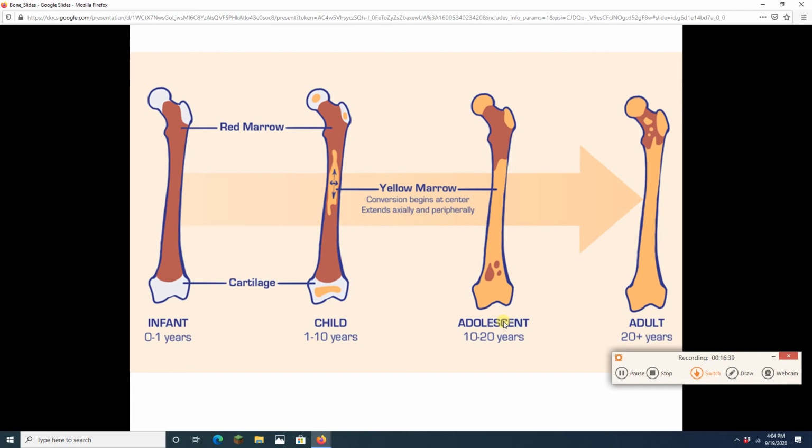One of the changes that happens is in the bone marrow. It is going through a conversion from red to yellow until by the time you're an adult, in your long bones, you're almost entirely yellow marrow. The only exception is the proximal end of the femur and the humerus. The other ones would totally be yellow. All right.